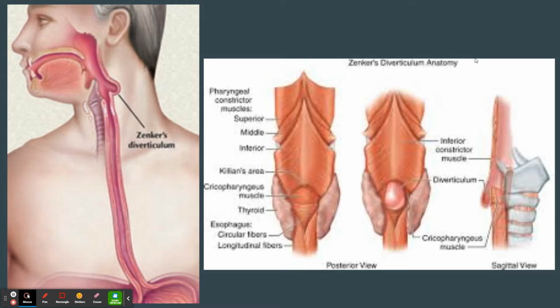Here are two images showing a gross anatomical view and then a much closer view of the area of the posterior esophagus where this herniation and outpouching of the esophagus occurs.